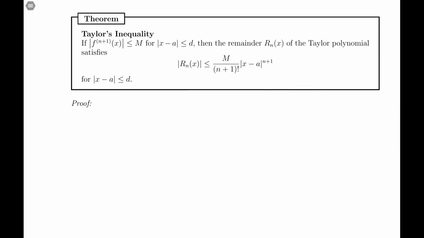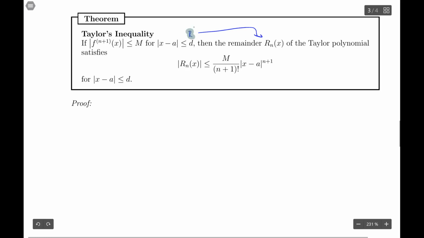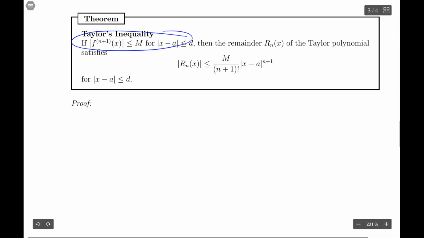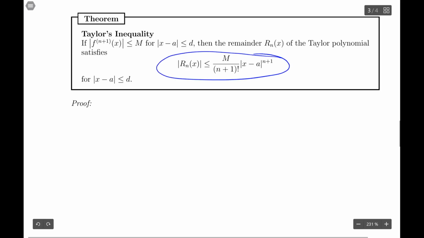Alright, so Taylor's inequality. This theorem says if we have the absolute value of the n plus first derivative at x is less than or equal to some value, let's call it big M, for all of the x values such that the absolute value of x minus a is less than or equal to a number d. Now normally we use the number r here, but r is kind of taken with our remainder, so we change it up and use d instead. Taylor's inequality says if this happens, then the remainder, r sub n, of the Taylor polynomial actually satisfies this inequality.